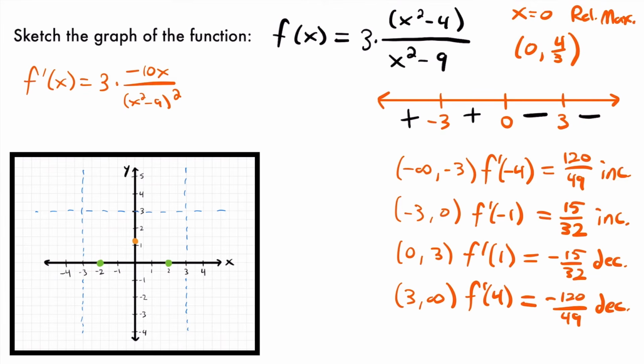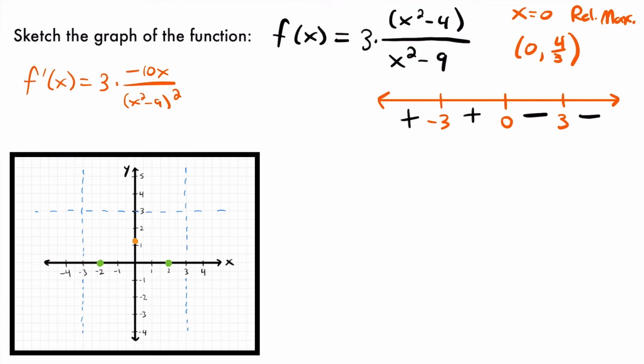All right, and so with that, we are done with the first derivative. But now let's move on to our second derivative to see if we have any inflection points and where our function is concave up and concave down. All right, so I cleaned up our work a little bit, and so now we're going to take the derivative of our first derivative to find the second derivative of our original function.